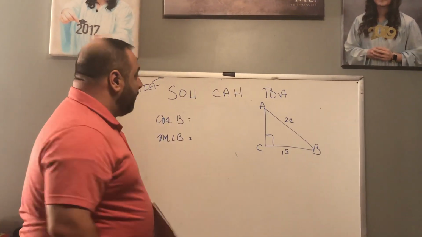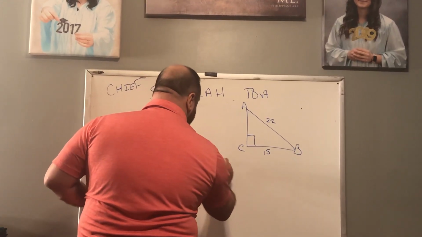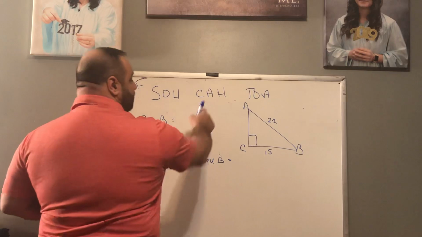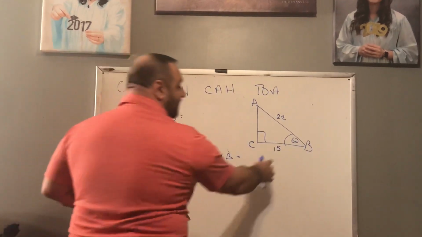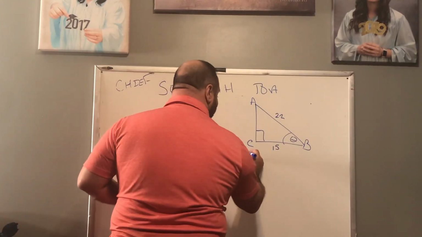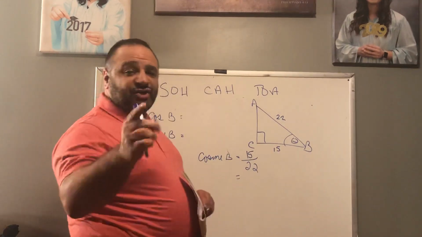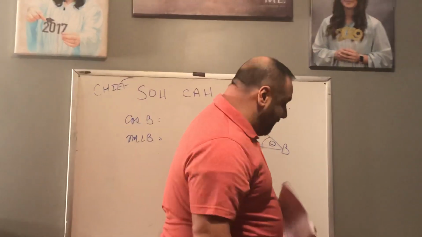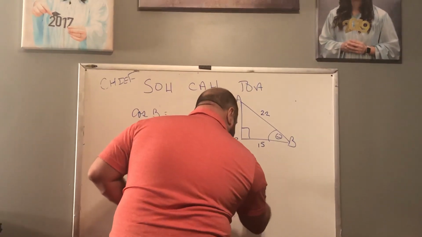So let's plug and chug here. The cosine of B is equal to the side adjacent over the length of the hypotenuse. So 15 over 22. Take out your calculator, do 15 divided by 22, and you should have 0.6818.